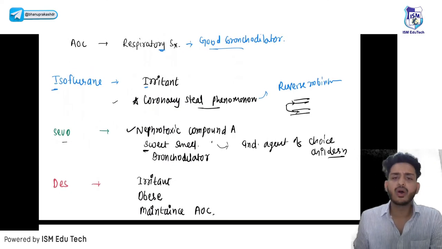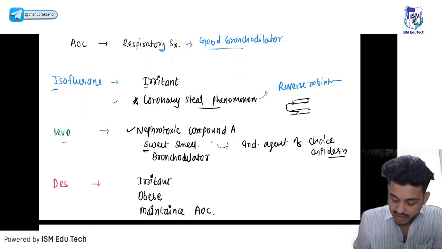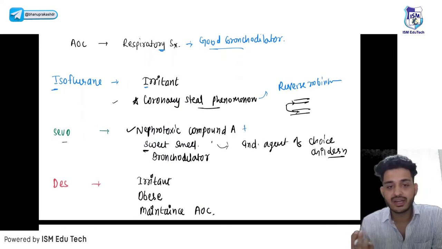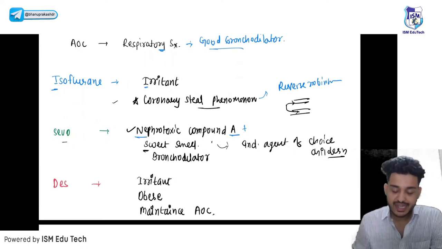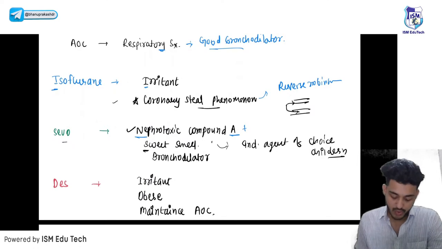It will produce a compound that is nephrotoxic, along with soda lime. It will react with the CO2 absorber and it will produce a compound. So in kidney disease, we would like to avoid it, okay?